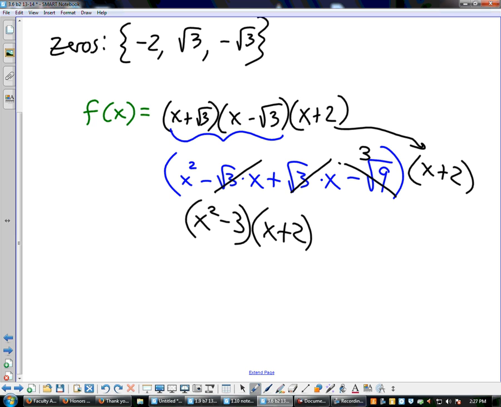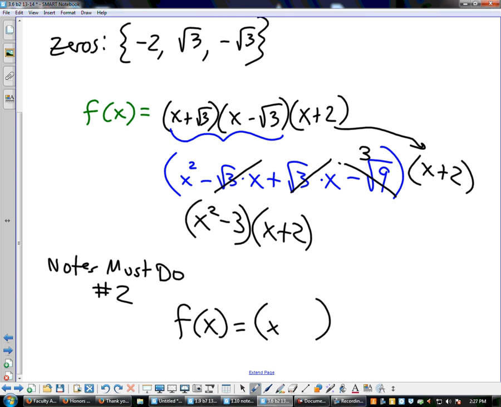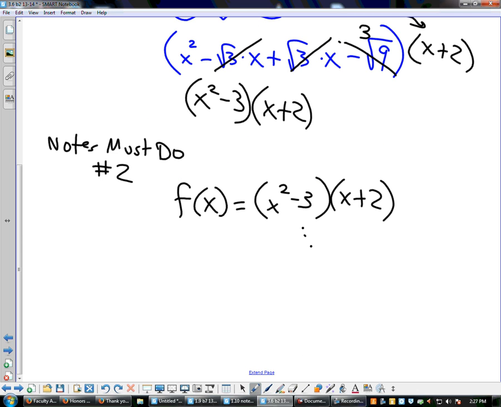All right, so notes must do number 2 is going to be you finishing this one up. Write f of x equaling, and you have to multiply this out. This time you can just use FOIL to get your answer. That's notes must do number 2: to finish this problem.